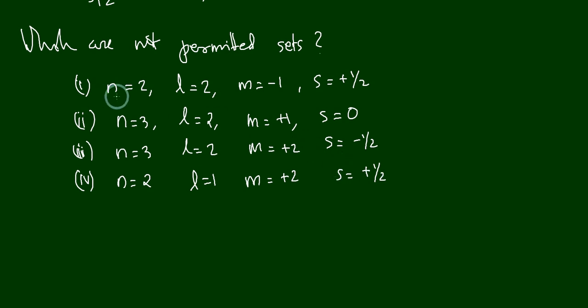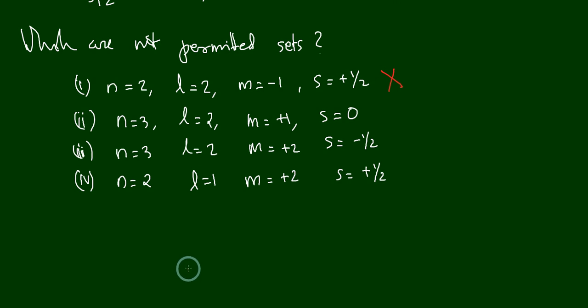Let us examine each set. n is equal to 2, fine. l is equal to 2. If n is equal to 2, the maximum value of l should be 2 minus 1. So this is not possible. So obviously this set is not possible.